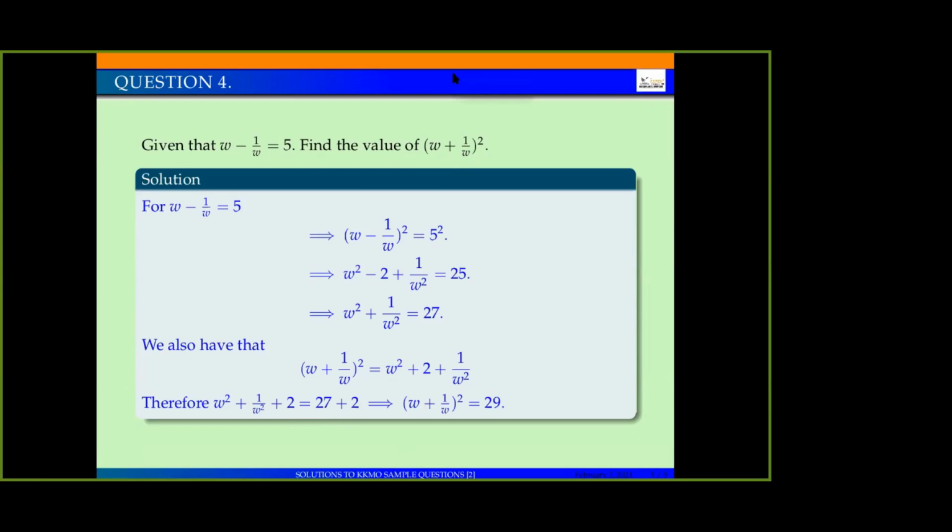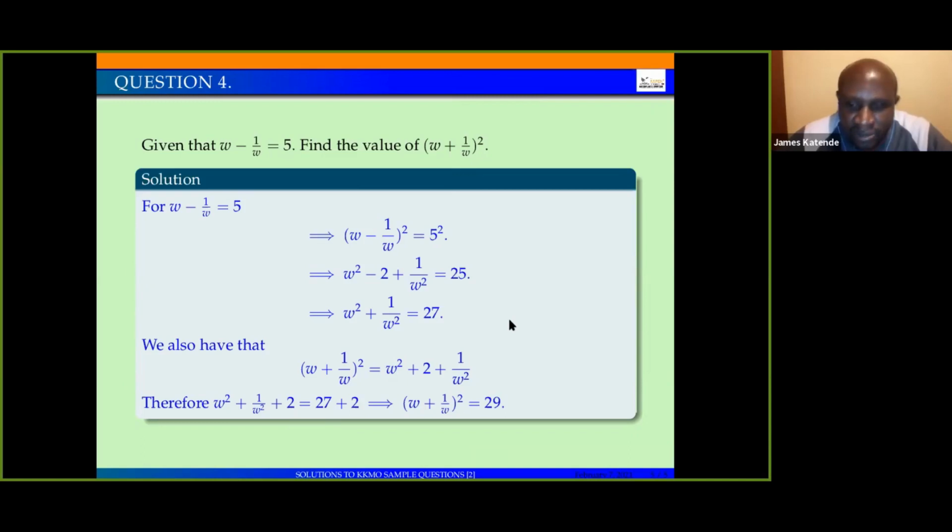So I don't know if there are any questions on this one. So like I said, there might be other ways to solve this. The focus has been to try and use techniques that are accessible to high school students. So sometimes there can be more advanced ways of solving some of these problems, which would sometimes even be shorter. But the idea is to make sure that the solutions are accessible to even a Form 1 or a Form 2 student.